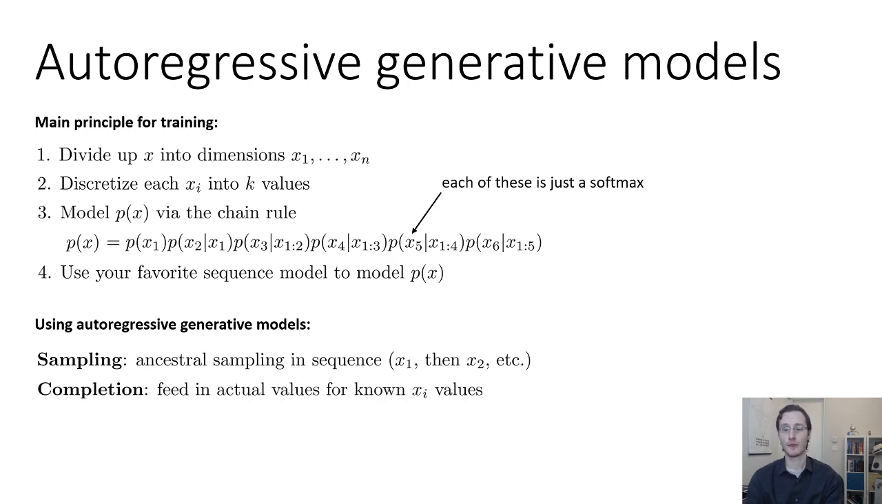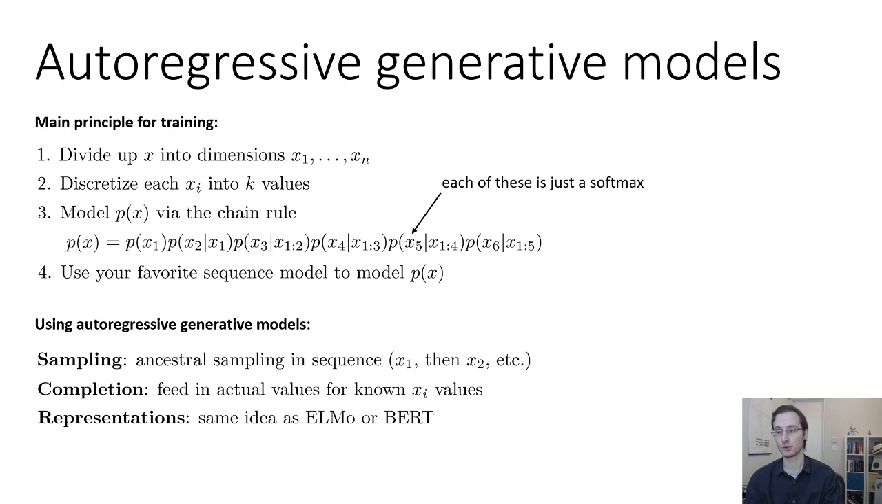You can use it for completion. So if part of the image or whatever data type you have is known and you want to complete the rest, you can feed in the known values. So you don't sample the known values, you just feed in their known values in there and then sample the rest. And that's also a perfectly legitimate thing to do. In fact, if you want to sample randomly, then it's straightforward. If you want to find the most likely completion, then you can use beam search, just like we used beam search for things like machine translation. And of course, you can use them for representations. And here again, the idea is the same as with something like ELMo or BERT.